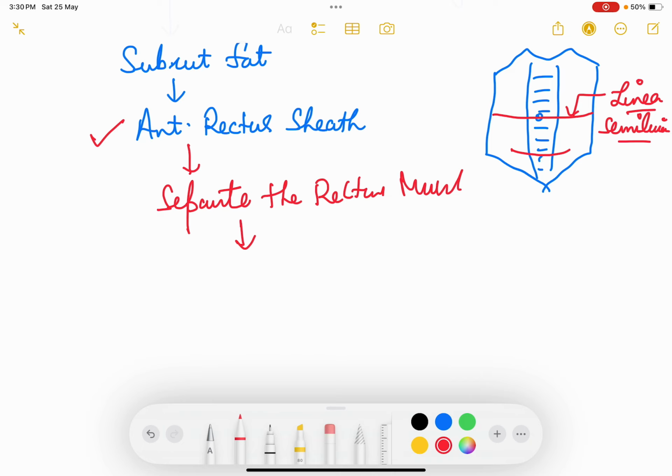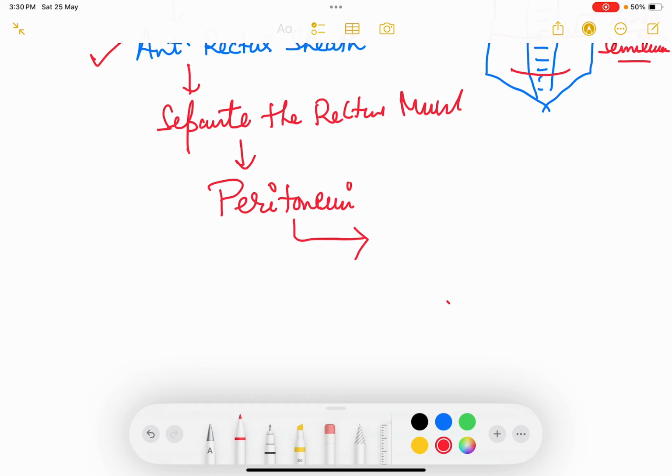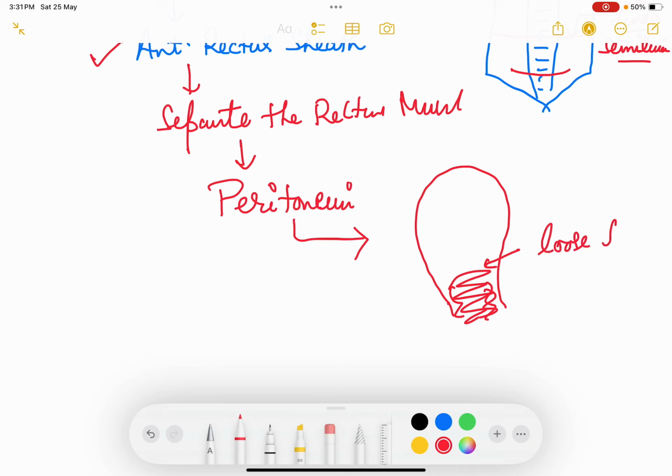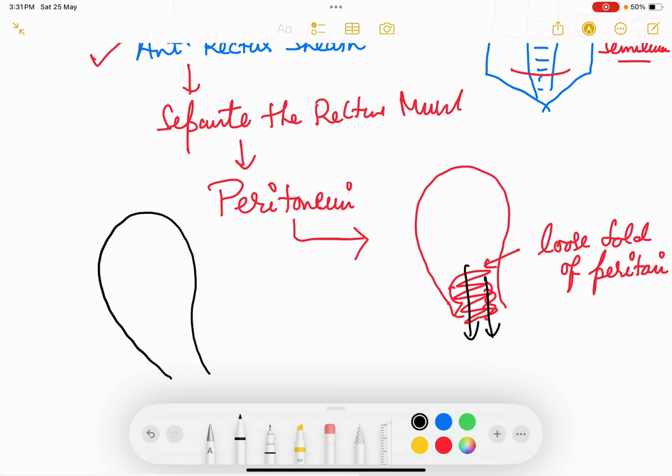The next structure you get is the peritoneum. You give an incision over the parietal peritoneum and go inside the peritoneal cavity. Inside the peritoneal cavity you get the uterus, and over the uterus there is the urinary bladder with its fold. You catch hold of the loose fold of peritoneum and cut it. This is the visceral peritoneum or bladder fascia which is cut, and the bladder is retracted downwards. So the bladder goes down, and you now have only the uterus with the lower uterine segment.